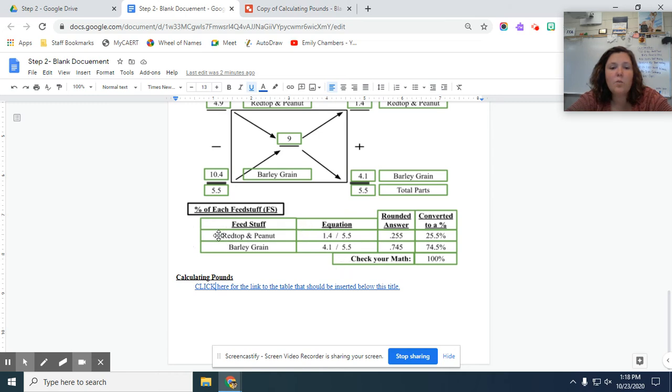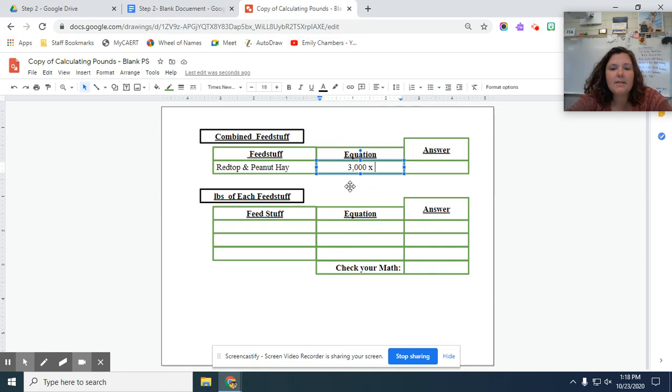So you're going to find what red top and peanut hay are together by taking this 25.5 percent, so 0.255, times that 3,000, and you get 765 pounds. So what this means is 765 pounds of this ration are going to be red top and peanut hay together. The rest of that is going to be our barley grain by itself, okay?